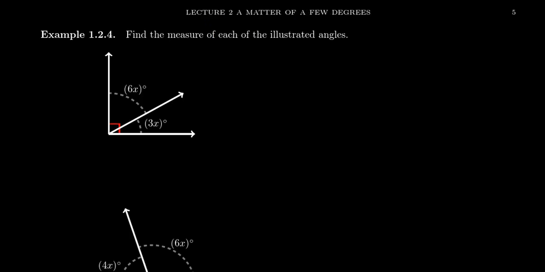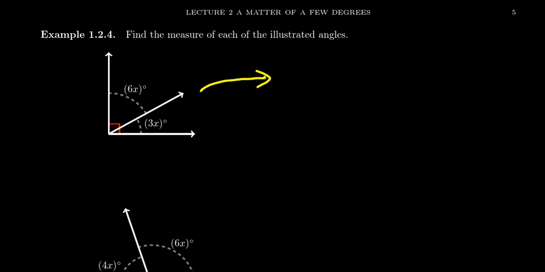So consider the following angle diagrams. Let's see if we can work through this a little bit. So we have an angle diagram right here. We have two angles. One angle's degree measure is three times some unknown quantity x. The other is six times the unknown quantity x. And we know that the union of the two forms a right angle. We see that by the little square diagram right there. So that would suggest that these two angles are complementary angles.